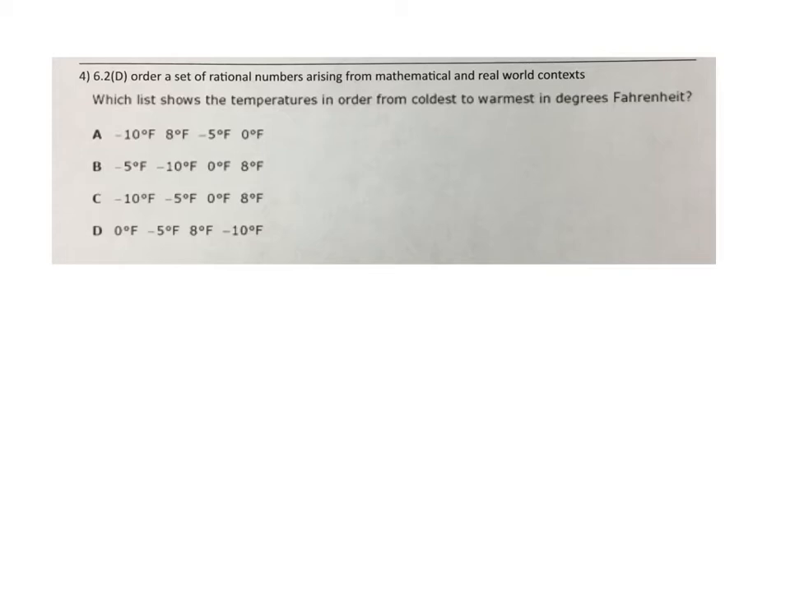B, -5 degrees Fahrenheit, -10 degrees Fahrenheit, 0 degrees Fahrenheit, and 8 degrees Fahrenheit. C, -10 degrees Fahrenheit, -5 degrees Fahrenheit, 0 degrees Fahrenheit, and 8 degrees Fahrenheit. And then D, 0 degrees Fahrenheit, -5 degrees Fahrenheit, 8 degrees Fahrenheit, and -10 degrees Fahrenheit.